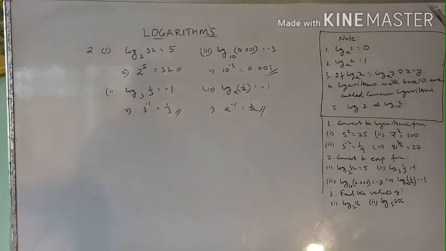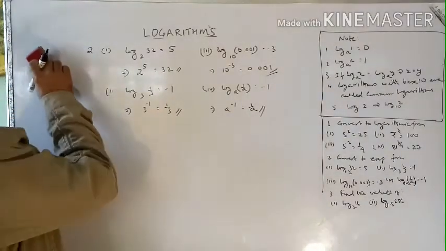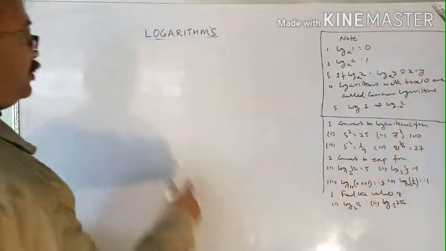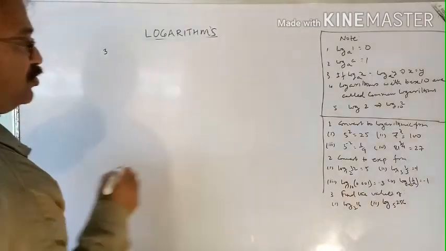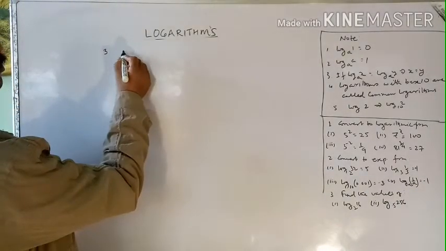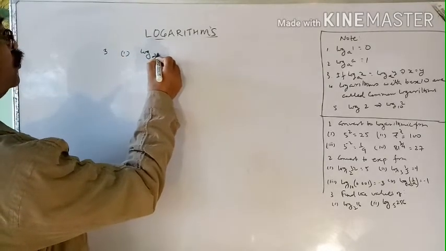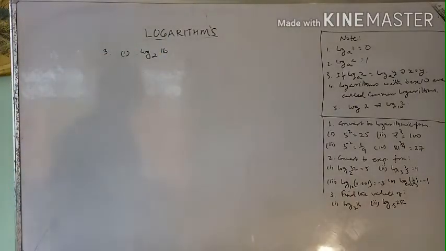Okay, now let's take question number 3. Question number 3. So we have to find the values of this logarithm. So part 1, the question is log of 16 to the base 2. Now question says find the value of this log. So to find the value of this, we convert this into exponential form.